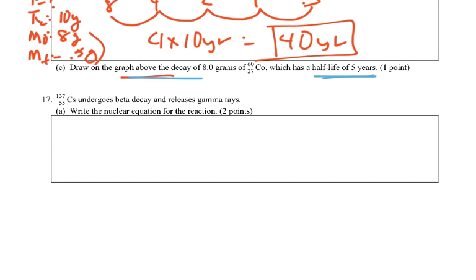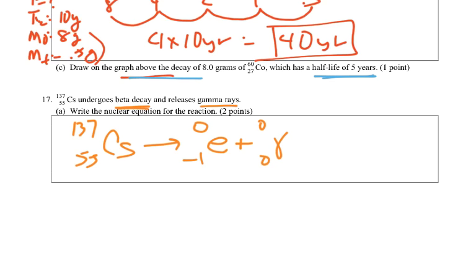Question 17: cesium-137 undergoes beta decay and releases gamma rays. Write an equation for that. Okay, so cesium-137, and nicely they put the numbers in so we didn't have to look them up, undergoes beta decay and releases gamma. So beta decay means the beta is on the right side of the arrow, and it also releases gamma. We just have to write that in.